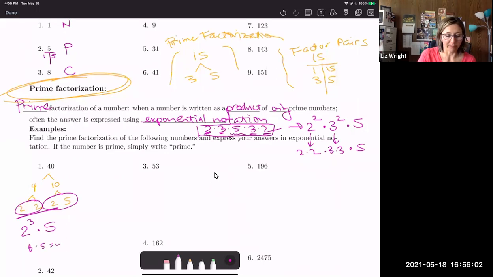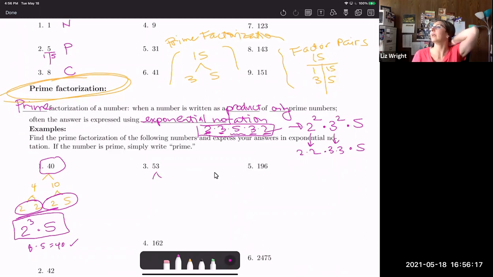8 times 5 gives me 40. Check. That gets me right back to where I started. So you just want to check. So this would be your answer, 2 to the third times 5. Next, 53. Let's write it down and pick a factor pair of 53.